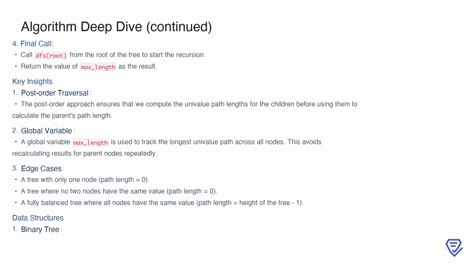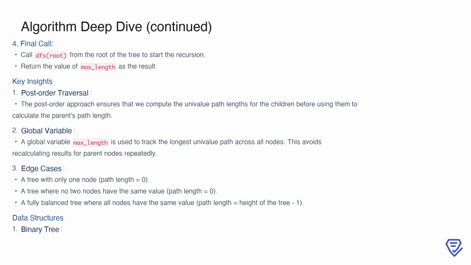There are a few key insights to highlight here. First, the post-order traversal is critical because it guarantees that we compute the Univalue path lengths for the children before using them for the parent. Second, the use of a global variable max_length helps us track the longest path without recomputing values for parent nodes repeatedly. Lastly, we account for edge cases such as a tree with only one node, where the path length is 0, or a tree where no two nodes share the same value, also resulting in a path length of 0.